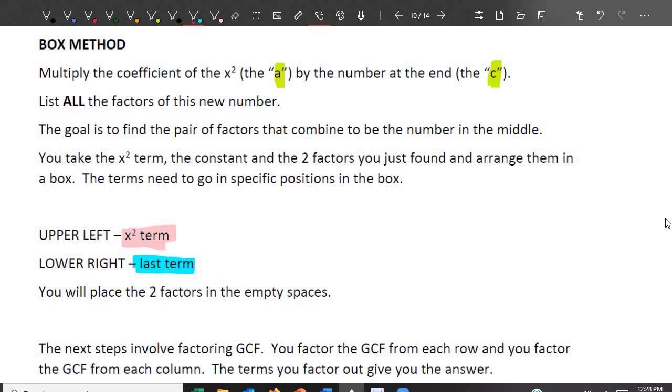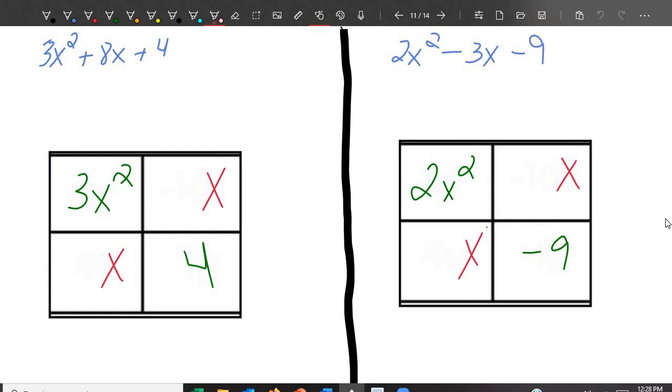Now, just like with the grouping method, we're going to be factoring out GCFs. So once I factor out the GCFs, what's across the top and what's on the left side is the factored answer. Now, I've already got the boxes drawn for you, but we're still doing the same thing. We're multiplying the 3 and the 4, and we're getting 12. Now, I've already done this twice. The factors of 12 that add up to be 8 are 6 and 2.